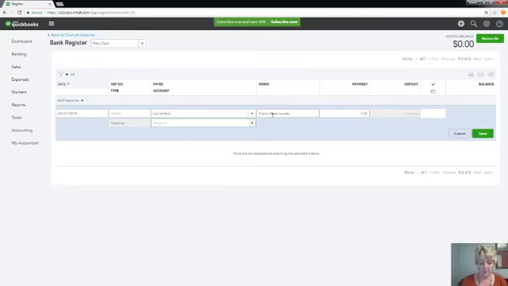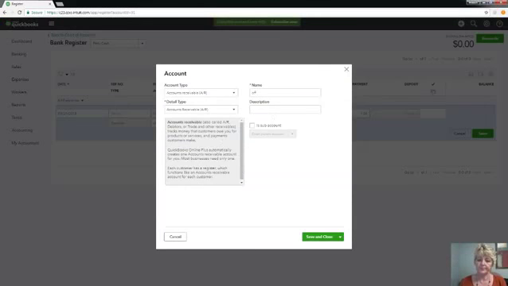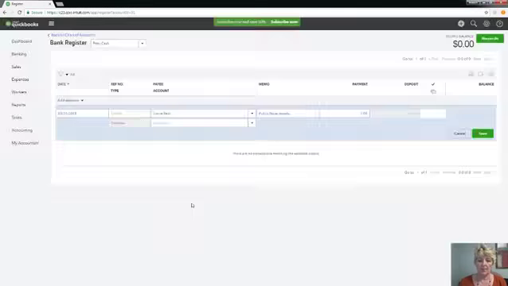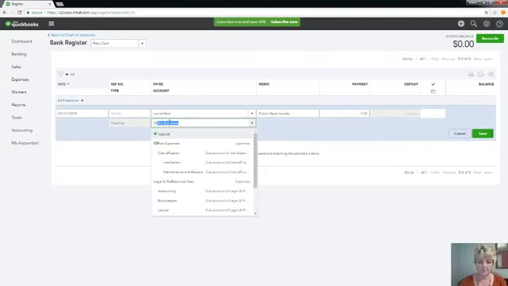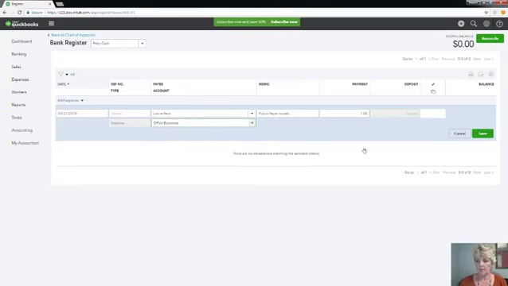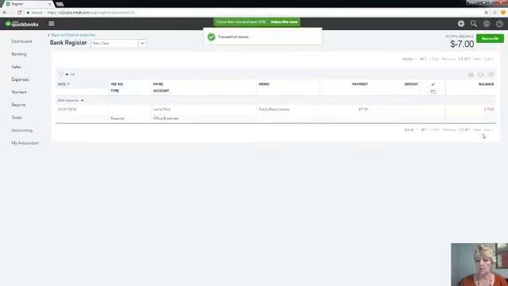And our expense is office supplies, office expense. I'm having a little lag on the computer. There we go. So now we have a negative $7 in our cash account because I didn't tell my software that we actually had earned money.